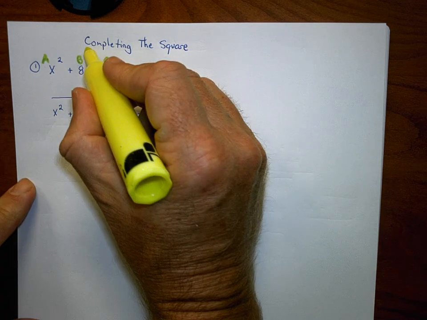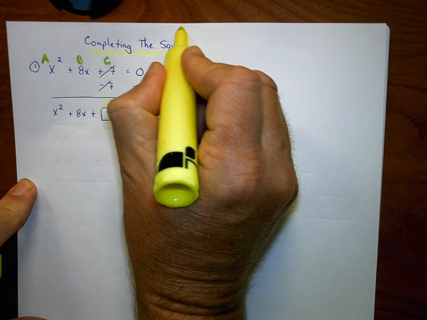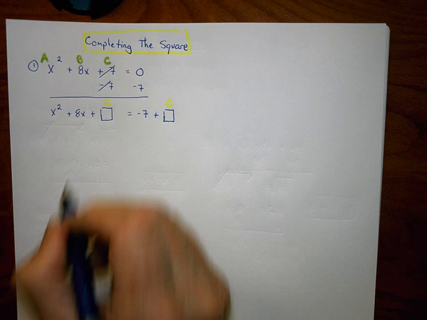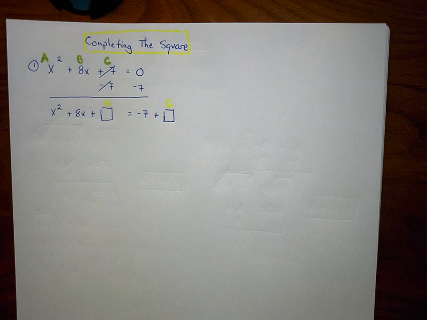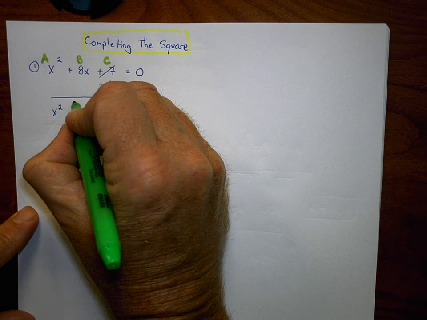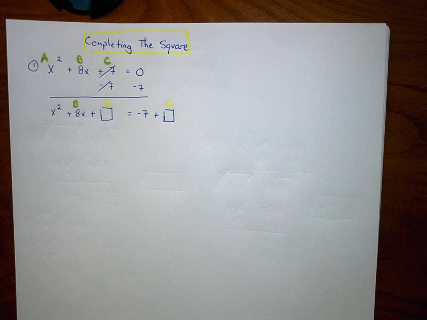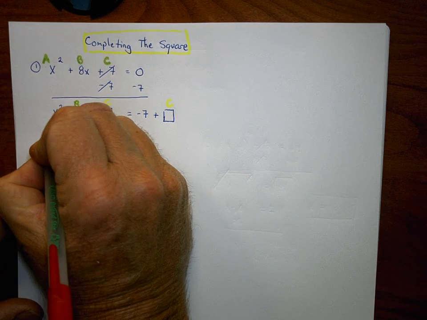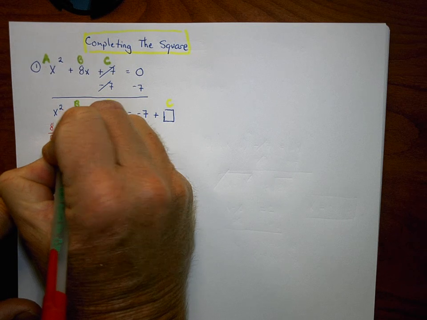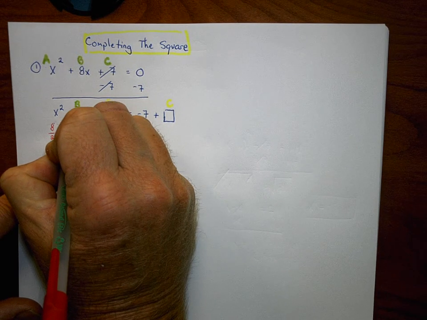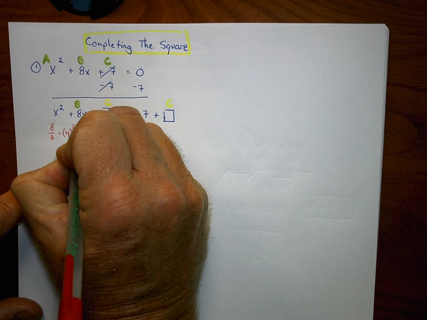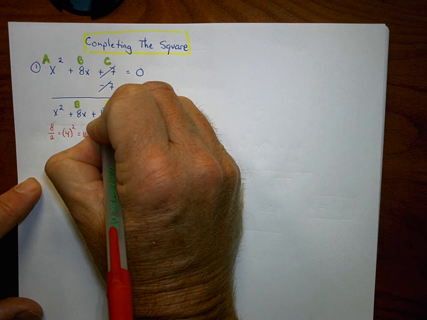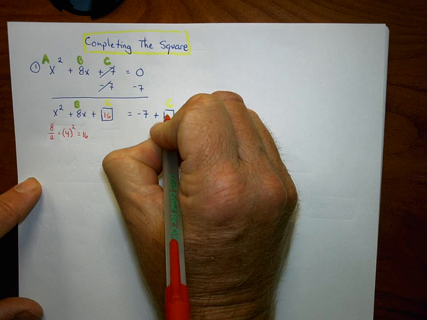Well, this is where we're going to use the process of completing the square. Okay, so how do you complete the square? Remember, here was the strategy to complete the square. You take the b value, which is positive 8. You divide it by 2. That's going to give you 4. And then whatever that is, you raise it to the second power, and that's equal to 16. And that will be your new c value. So we're going to add a 16 to both sides of the equation.